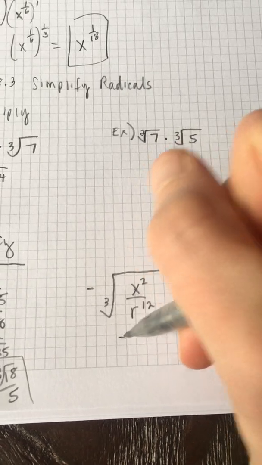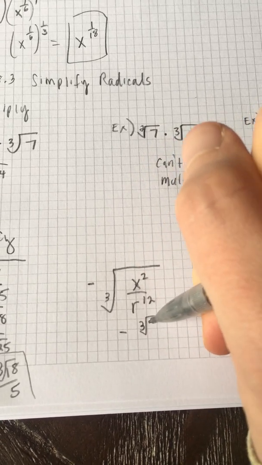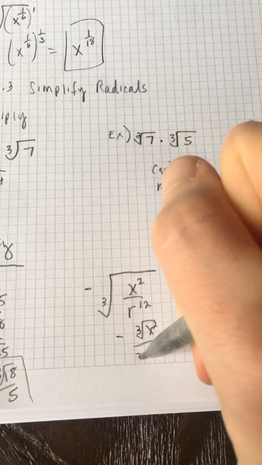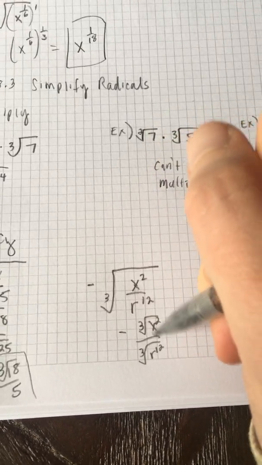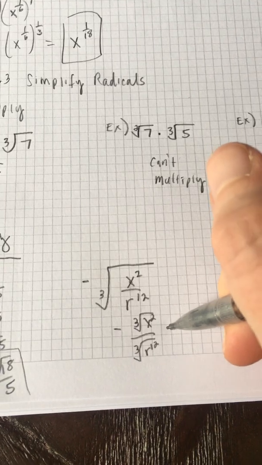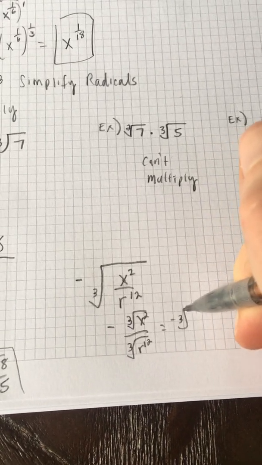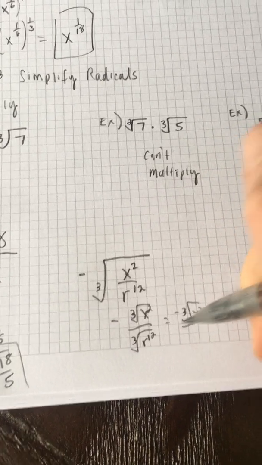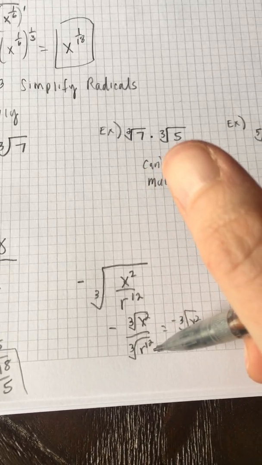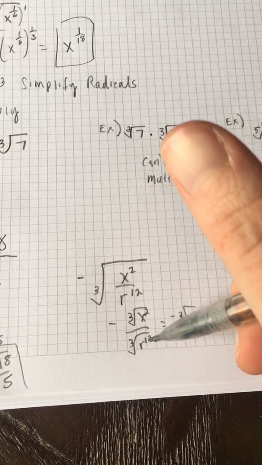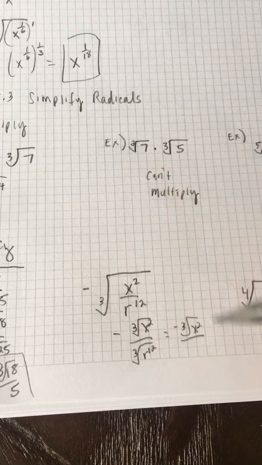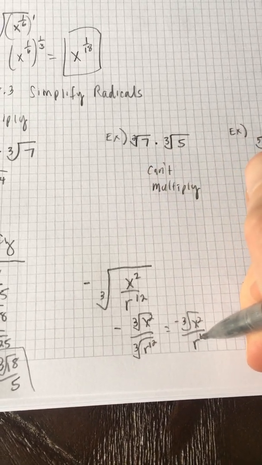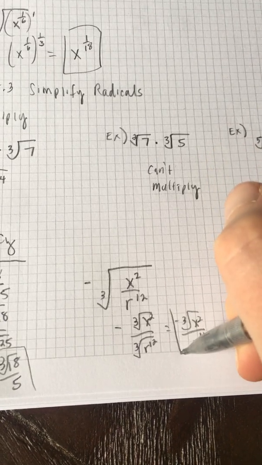I keep the negative on the outside. I'm going to break it up into the cube root of x squared over the cube root of r to the 12th. Not perfect, not enough x's. That's going to stay negative cube root of x squared. This is perfect. And how do we figure out how many r's come out? You just divide. 3 goes into 12 4 times evenly. 12 divided by 3 is 4. So 4 r's come out, which will show r to the 4th.